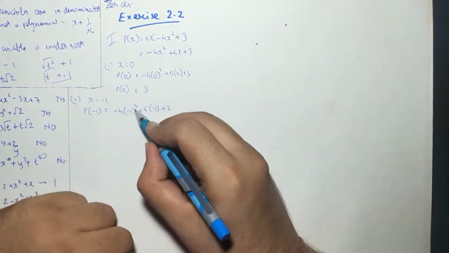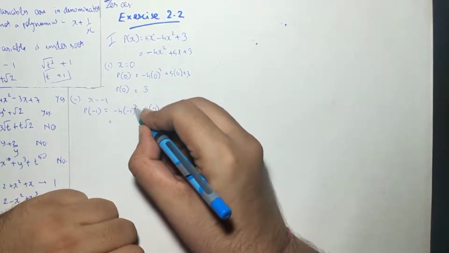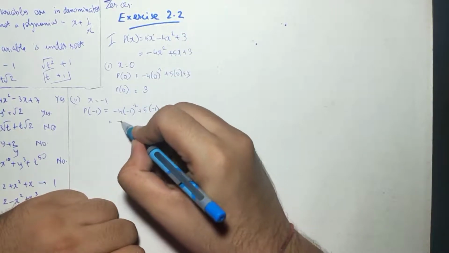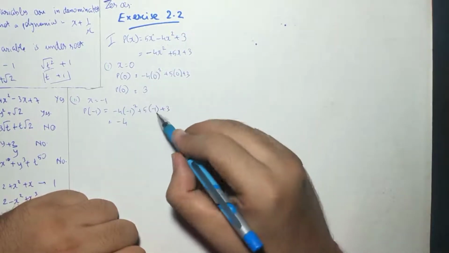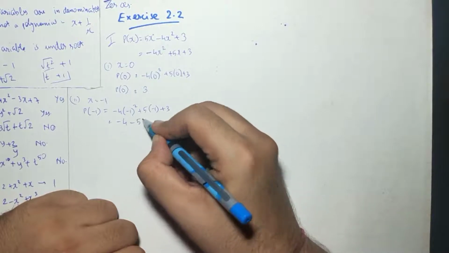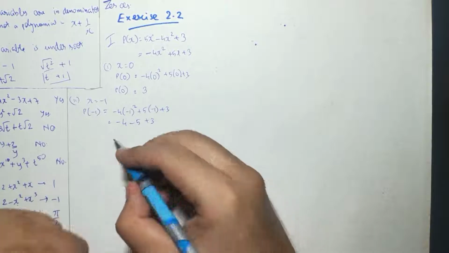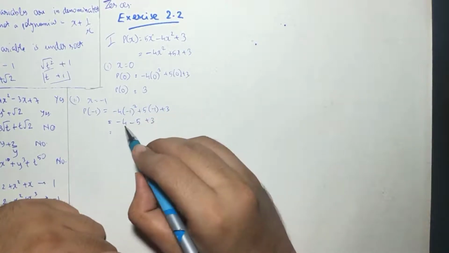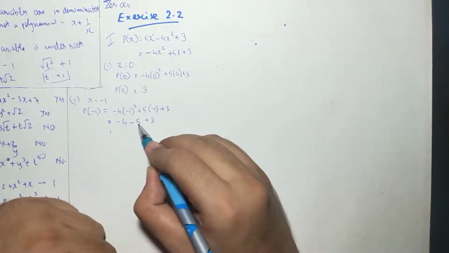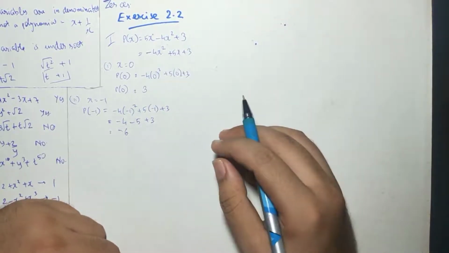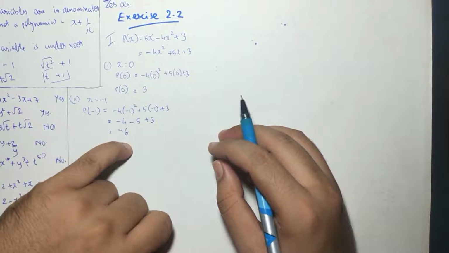Now what is minus 1 square? That is positive 1. Positive 1 into minus 4 will be minus 4. 5 into minus 1 will be minus 5, plus 3. If I add them, minus 4 minus 5 is minus 9. Minus 9 plus 3 is minus 6. See, I am not getting answer 0.